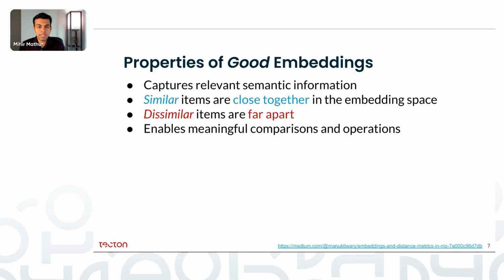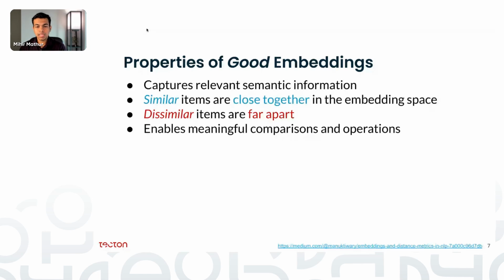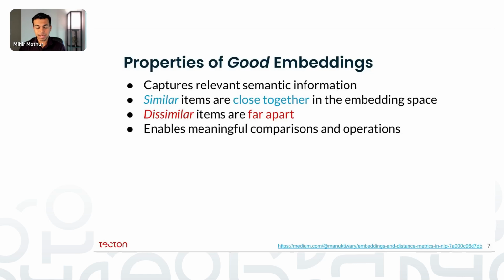So what makes an embedding a good embedding? Good embeddings have a few different characteristics. They capture relevant semantic information. Similar items are close together in the embedding space, whereas dissimilar items are far apart. And embeddings enable meaningful comparison and operations. So those are some of the good properties of a good embeddings model.